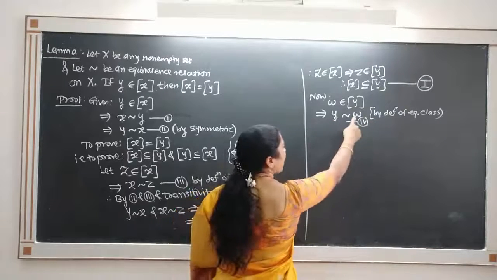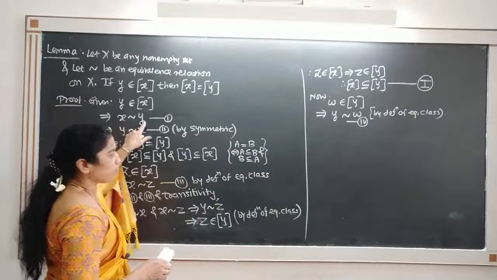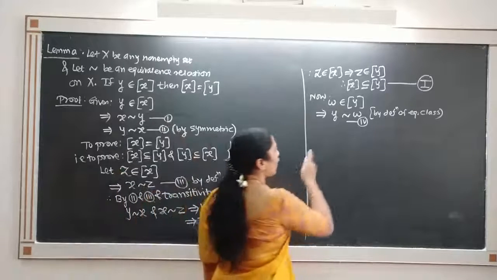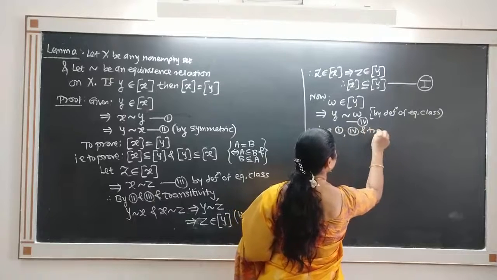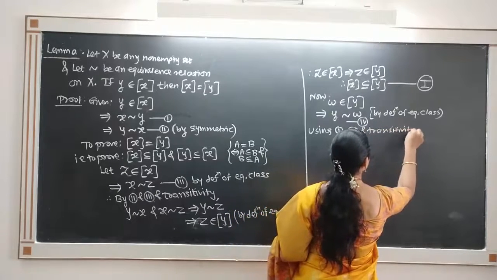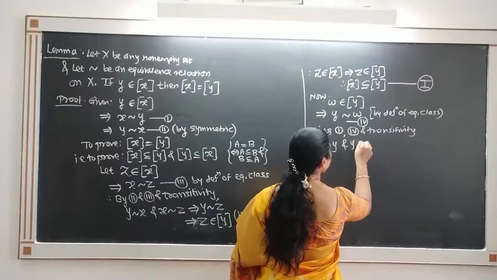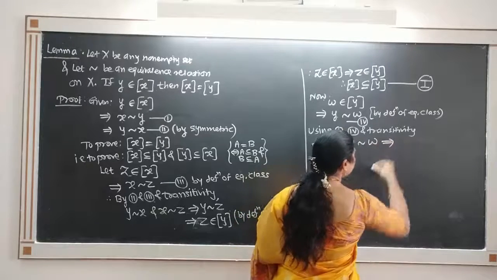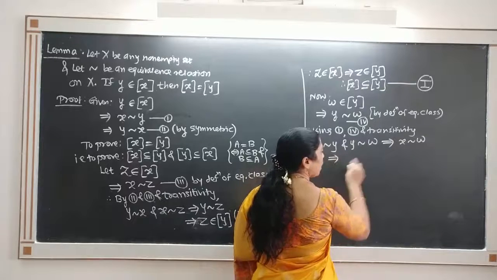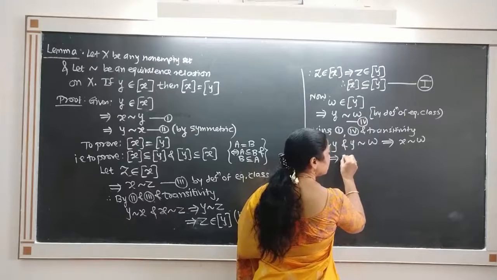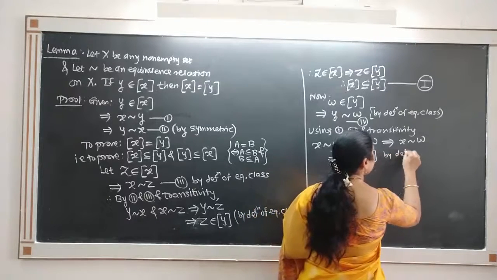So now see, Y is related with W and we know that X is related with Y. So use result 1, result 4 and transitivity. 1 gives X is related with Y and 4 gives Y is related with W. So by transitivity we get X is related with W. And if X is related with W, by definition of equivalence class, this implies that W belongs to the equivalence class of X.